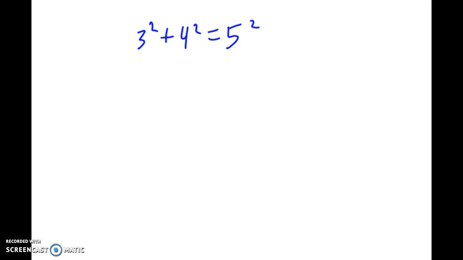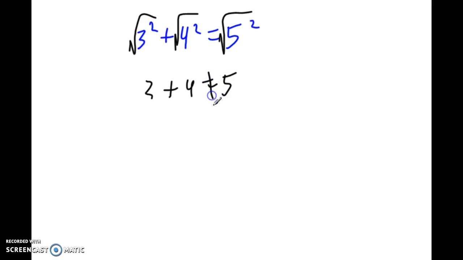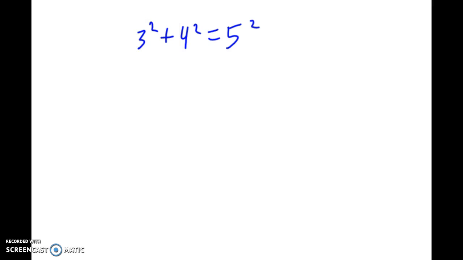A lot of students in my class, maybe not on this easy of a problem, will think to themselves, oh, something plus something. I'm going to take the square root of that guy, square root of that guy, square root of that guy, and they think they're being fair. Let's see what happens. 3 plus 4 equals 5. Well, that's not true. 3 and 4 is 7. That's not 5. You cannot take the square root of each individual term. It is not allowed in math class. It's not going to work out very well for you if you do that.